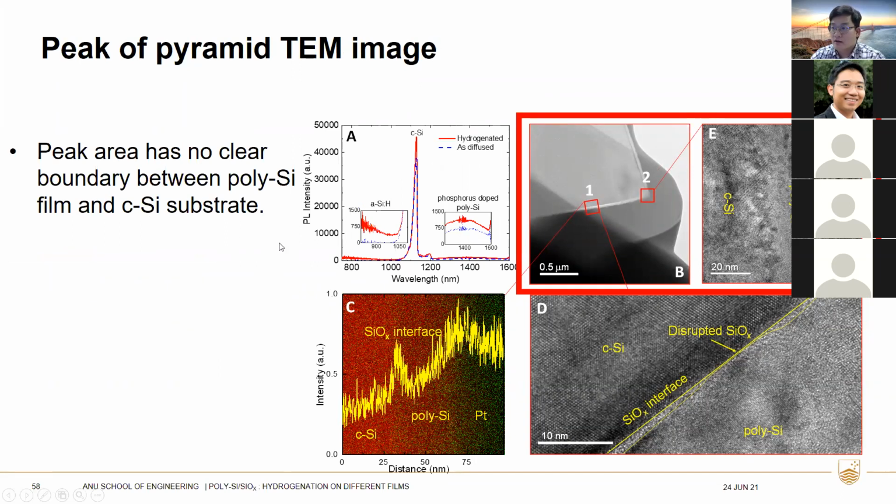So when we shine the excitation laser on the sample, all the carriers generated inside the polysilicon just inject into the crystalline silicon substrate. That explains why we see minimal hydrogenated amorphous silicon PL peak here.